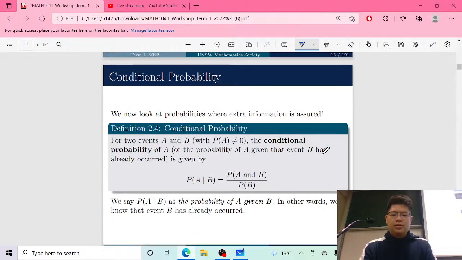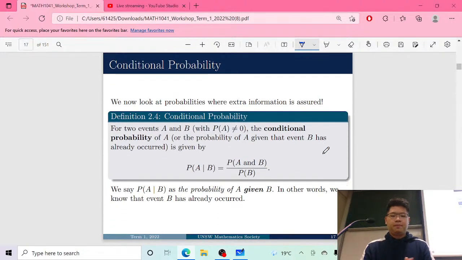The next concept that I'll talk about is conditional probability. Yeah? So one useful fact about probabilities is that you can take into account what things have happened already. So for example, when you have two events, A and B, the conditional probability of A given B is given by this formula right here. P(A given B) equals P(A and B) divided by P(B).